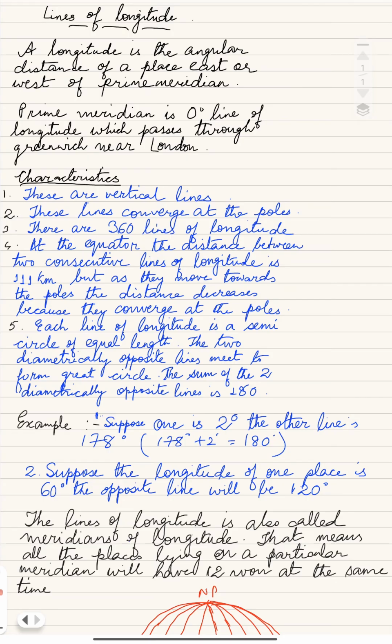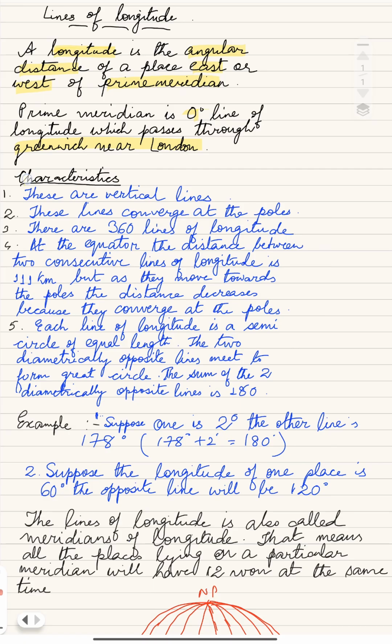In this video, let me discuss lines of longitude. Now what is longitude? A longitude is an angular distance of a place east or west of the prime meridian. Okay. Now what is the prime meridian? The prime meridian is 0 degree longitude and it passes through Greenwich near London.